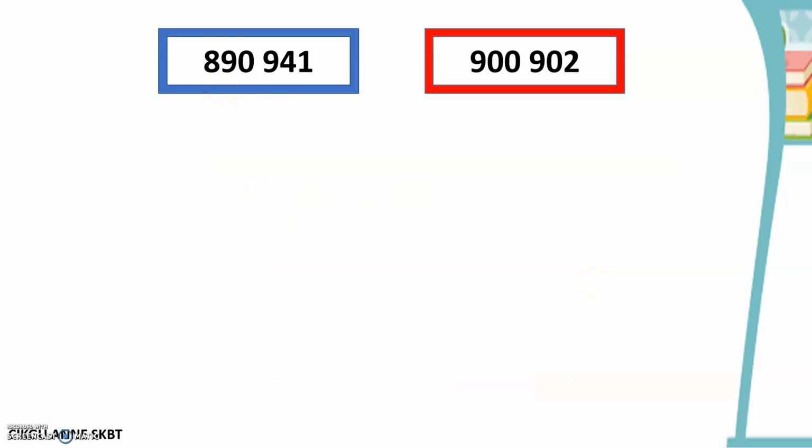Another example, 890,941. Here is 900,902. Which one is larger here? This one, right? So, of course, this one is smaller or less than.